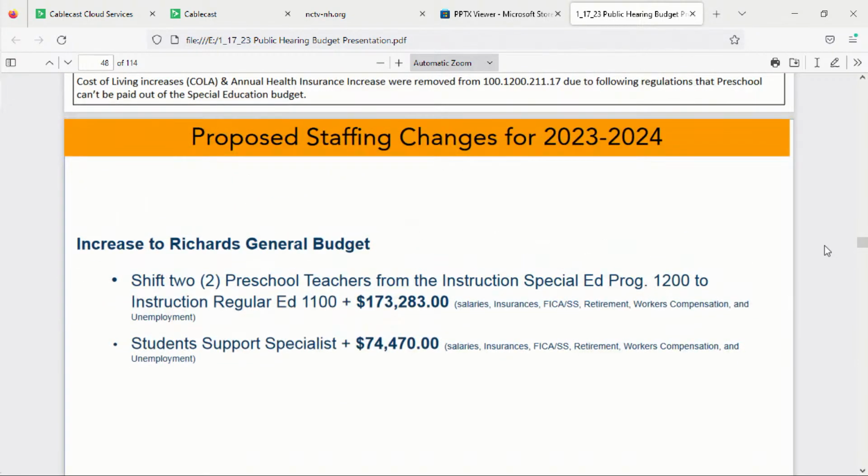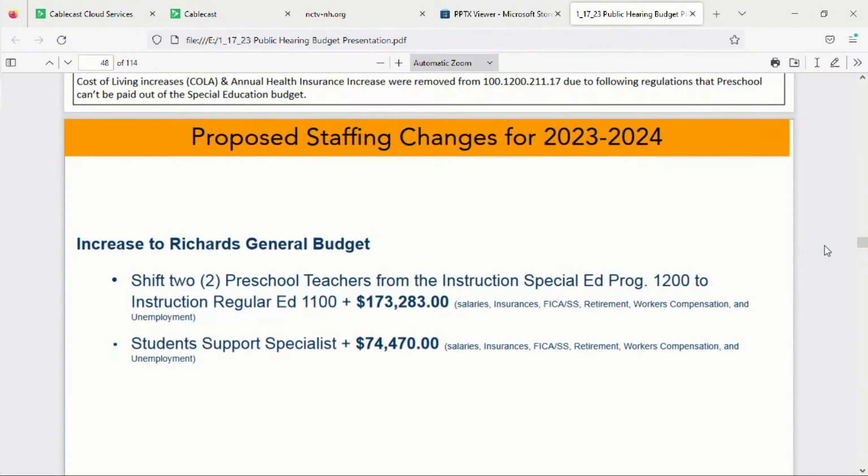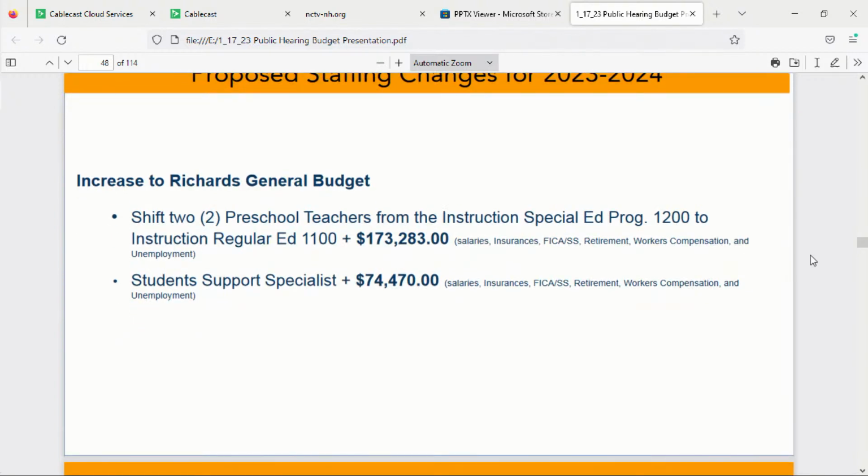So what we see here, we've already talked about this, we're shifting 2 preschool teachers from instruction to special ed, and increased the budget $173,283. And then we've added the student support specialist, which the overall budget increase is $74,470.